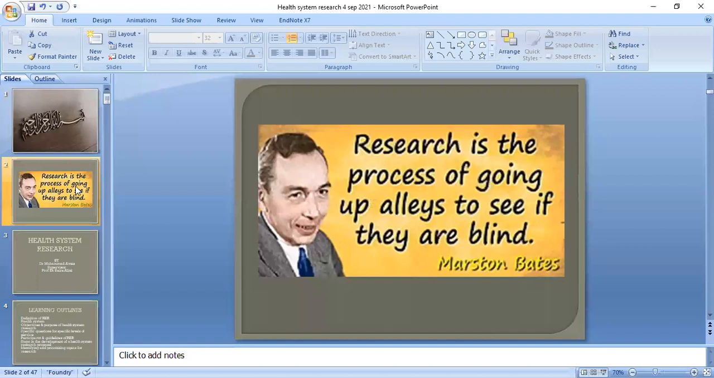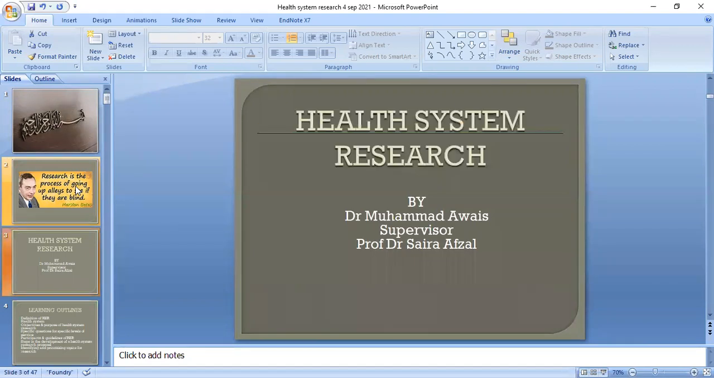Bismillahirrahmanirrahim. The quote of the day is: "Research is the process of going up alleys to see if they are blind." A quote by Marston Bates. Today the topic of research is health system.